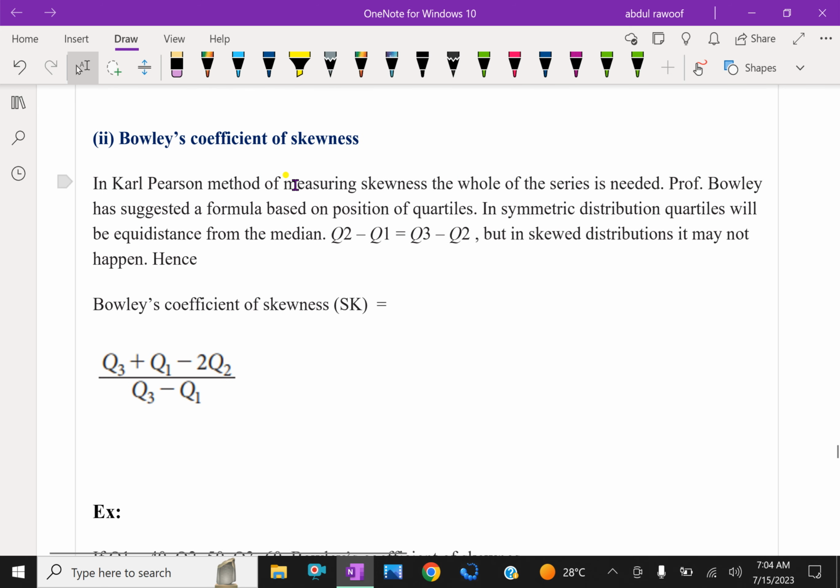Bowley's coefficient of skewness. In Karl Pearson's method of measuring skewness, the whole of the series is needed.